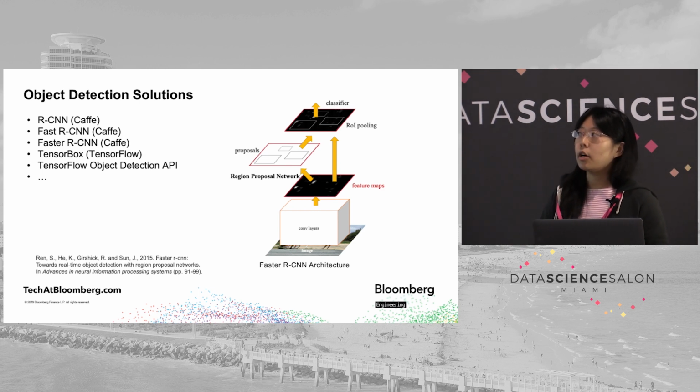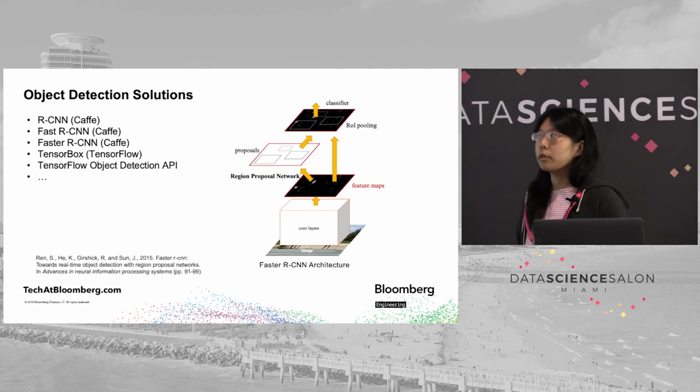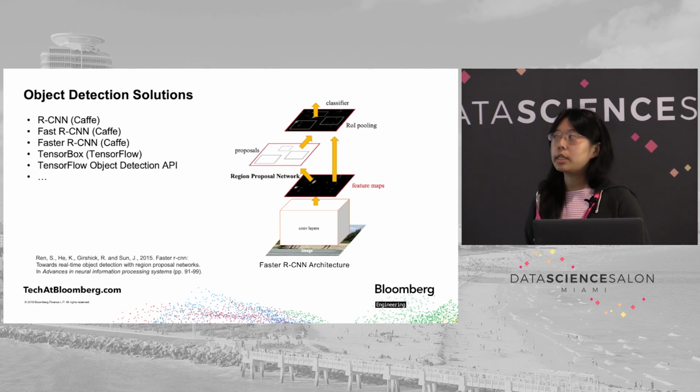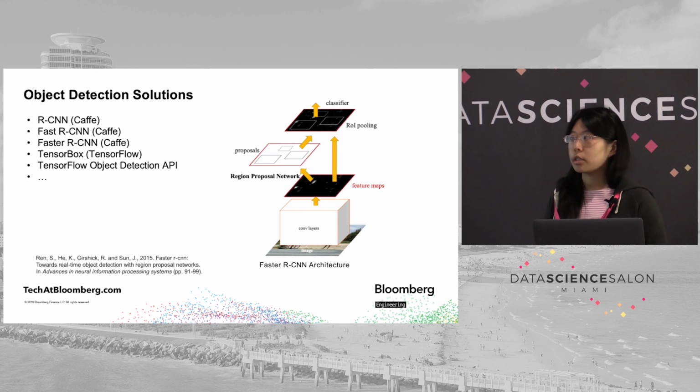The top three of the R-CNN flavors are available in Caffe. TensorFlow has its own implementation in TensorBox and the Object Detection API.